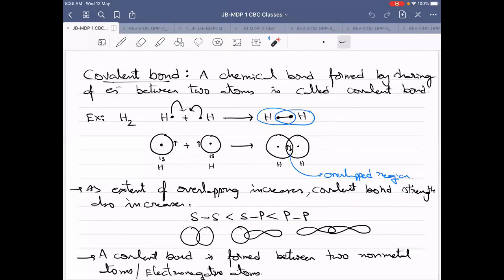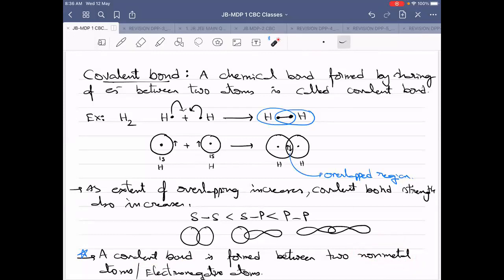Then another important point we have taken, that is a covalent bond is formed between two non-metal atoms. Where do you find the non-metal atoms in the periodic table? In P block. P block is the one which will have non-metals. P block elements and hydrogen of S block will be the non-metals which will form a covalent bond. Non-metal atoms, or electronegative atoms.